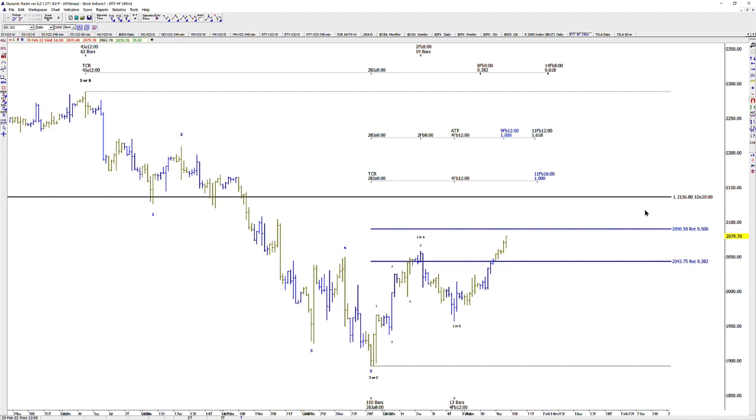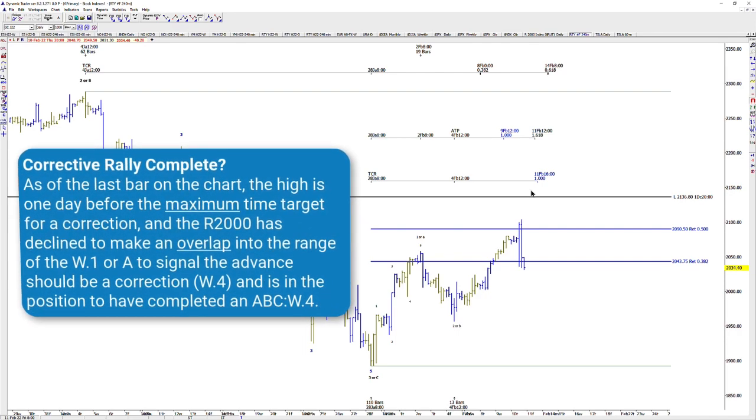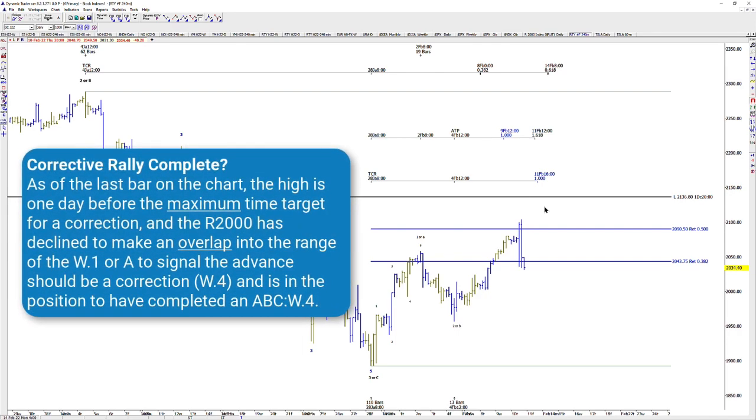So I'm just going to add some data onto this chart. So here we are. This date is February 10th. 1 day before the maximum probable the market's making a wave C high. What's happened as of the last bar in this chart? This is really good information. This stuff happens a lot.